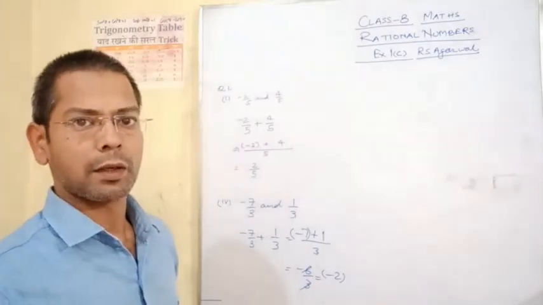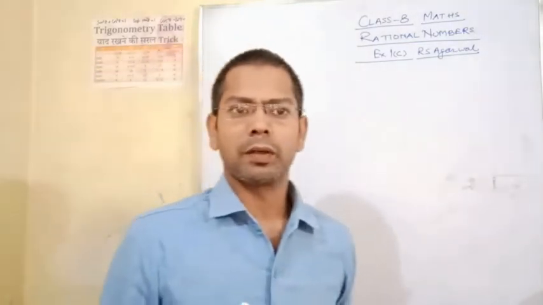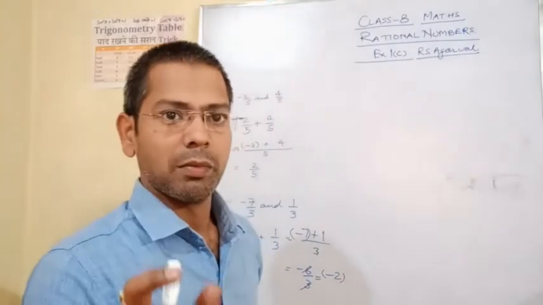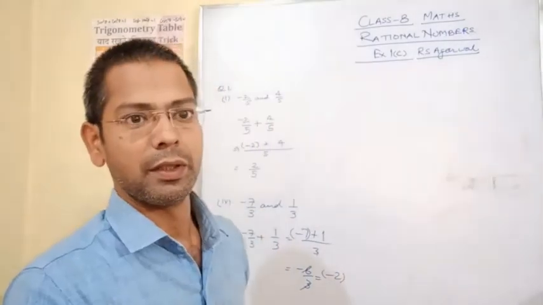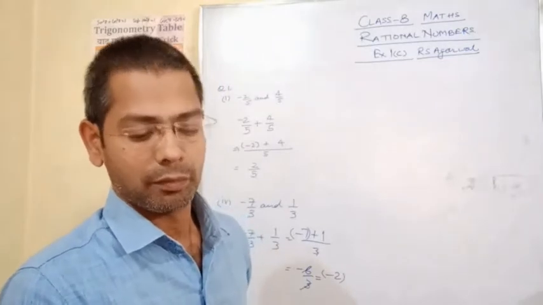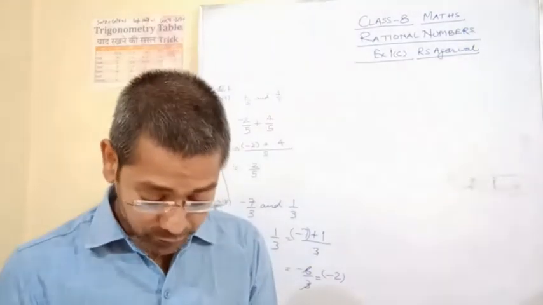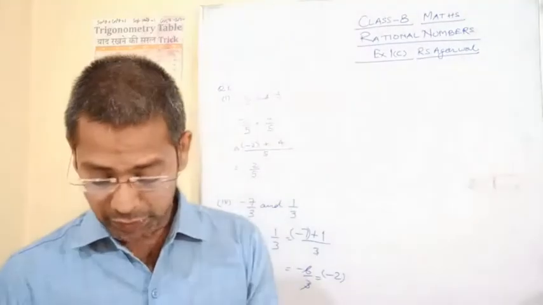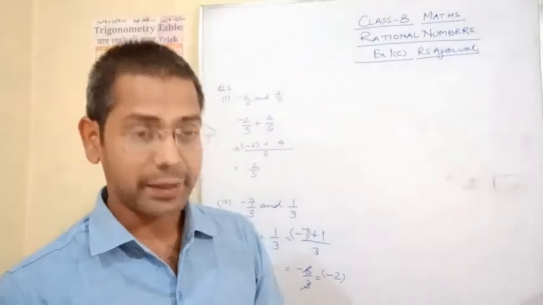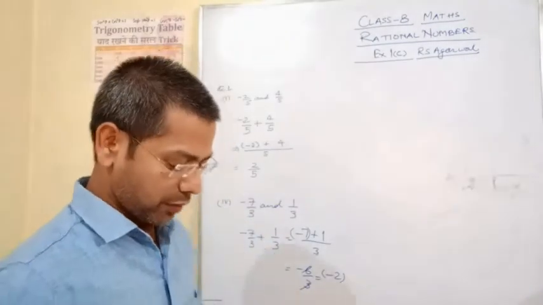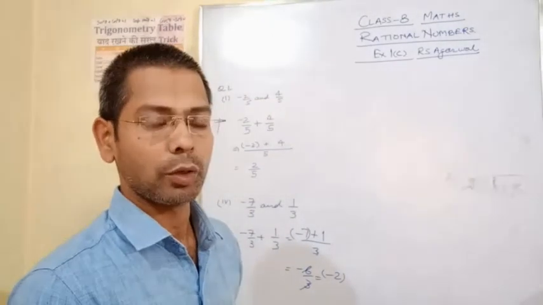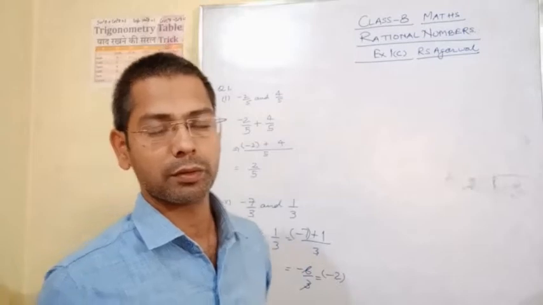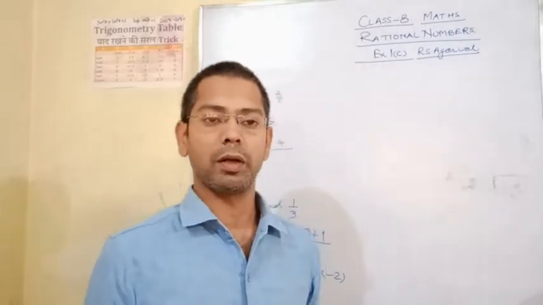We will take care when a negative number is there, so we will keep the negative number in the bracket. Then only it will be easy to handle the negative number. Now, in the same way, the rest of the parts you will do yourself. Second question, add the following rational numbers. Here, in the second question, the denominators are not equal. We know how to add rational numbers whose denominators are not equal.